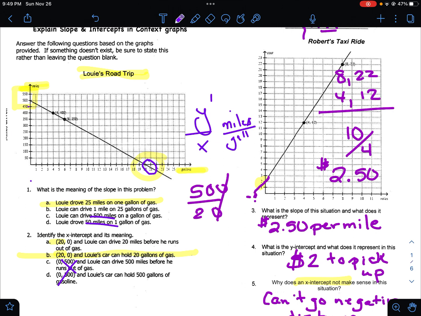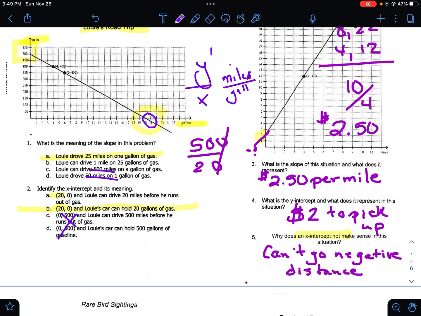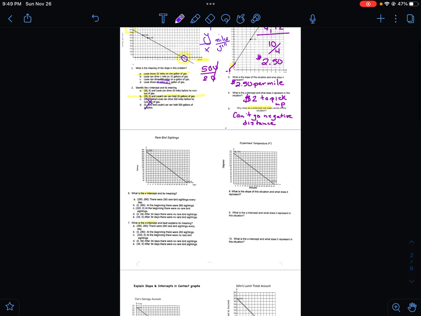Why does the x-intercept not make sense in this one? Because clearly he's not going to have the taxi driver pay him back any money. It's just going to keep having to pay more and more. So as you're moving forward, it's never going to get to the x-axis. And to get to the x-axis, you have to go back in time. Well, clearly we can't go back in time, so you can't go a negative distance on the graph.